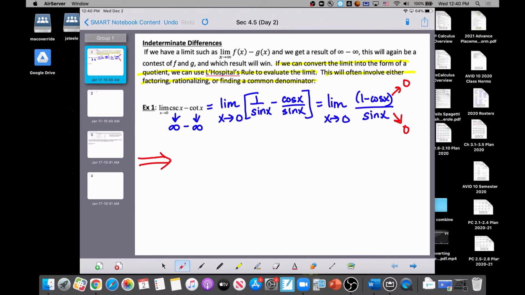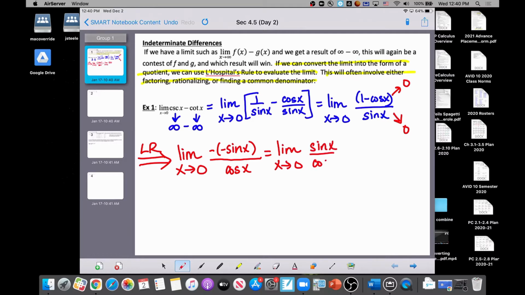So now, using L'Hopital's rule, I can rewrite this limit as the limit of the derivative of the numerator function divided by the derivative of the denominator function. The derivative of 1 minus cosine x, well, the derivative of 1 is 0. The derivative of cosine is negative sine. So I'm going to have negative sine x in my numerator, which is just positive sine x, but I'll simplify that in a second. And then the derivative of sine x is cosine x. So I have the limit as x approaches 0 of sine x over cosine x.